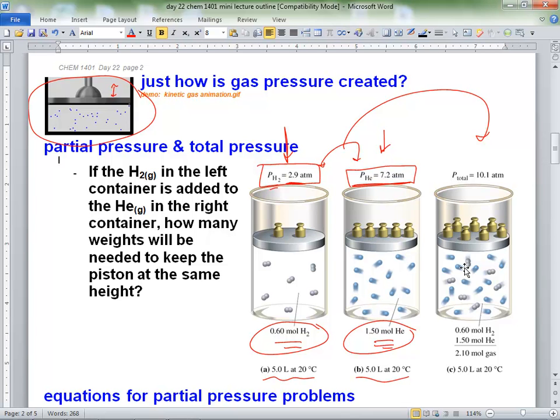So if you had 2 weights and you had 5 weights, well, now you're going to have 7 weights. Right? Because the total pressure is the sum of the partial pressures. Even though that partial pressure idea is theoretical, you can't really measure it, it works. Okay? And the total number of moles in the system would be, just add them up. Add up the hydrogen and add up the helium. So 2.1 would be the total number of moles.